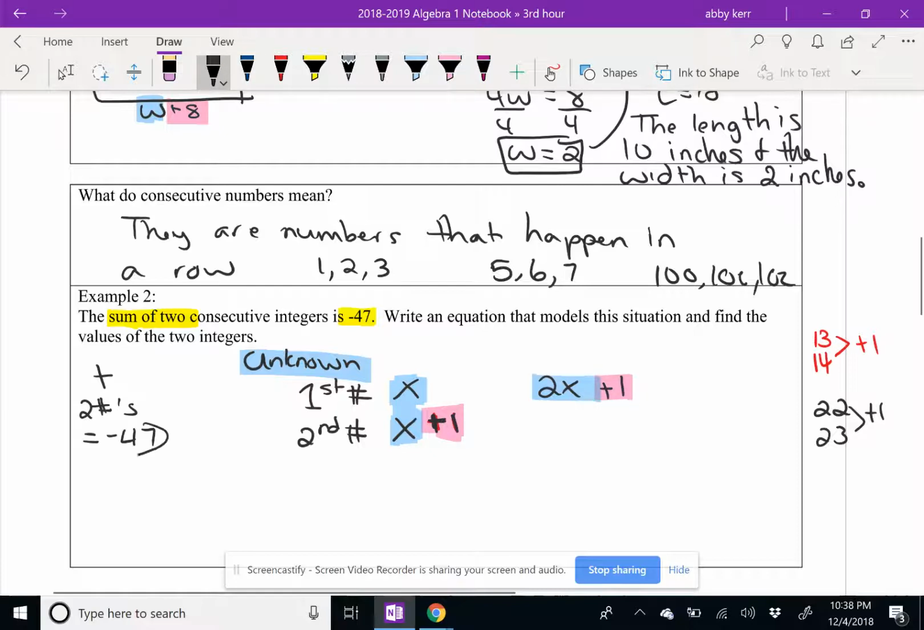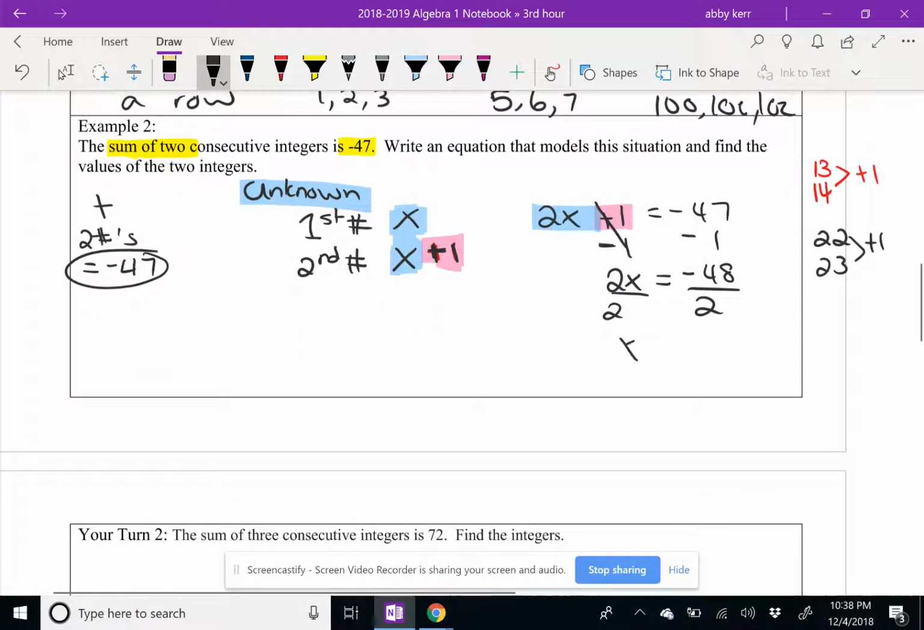Now don't forget, we have that total to the left. So then we're going to equal negative 47. Now it's just a friendly two-step. We minus 1 on both sides. Negative 47 minus 1. Be careful. If I owe you $47, I owe you another dollar. It's actually negative 48. And then divide by 2. You're going to get x equals negative 24.